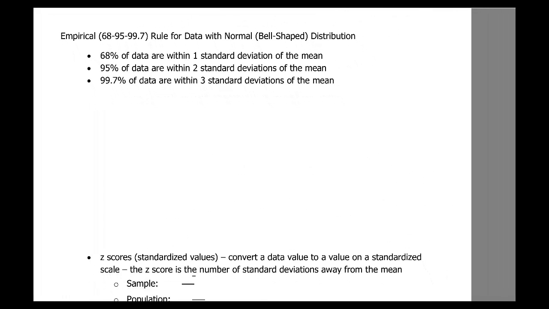Okay. We have something called the empirical rule, where it says 68% of data are within 1 standard deviation of the mean, 95% are within 2 standard deviations, and 99.7% is within 3 standard deviations. So let's draw a distribution. Our x-axis. Draw this as good as I can.